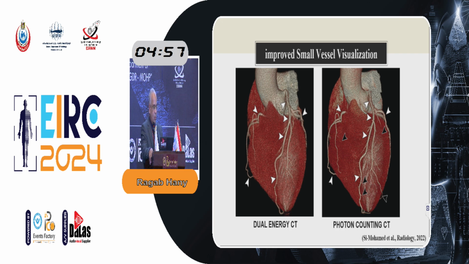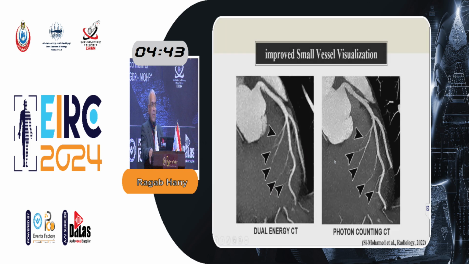This is also two images to show you the difference between the conventional dual energy CT scan and photon counting CT scan. You can see how the small vessels are delineated easily. And if we make the curved multiplanar reconstruction, we can see and trace the small vessels and their branches. These small diagonal branches we usually cannot trace by the conventional CT scan.